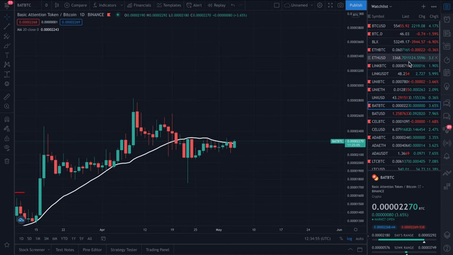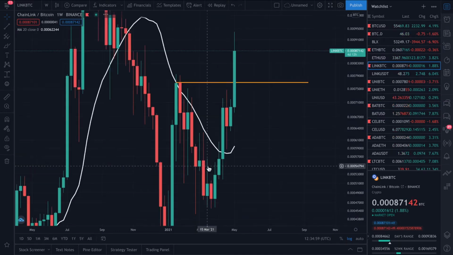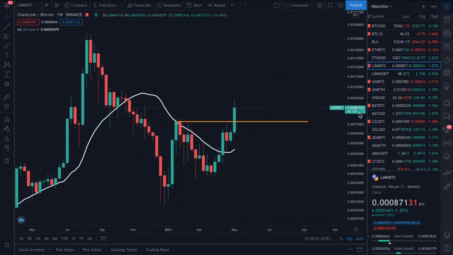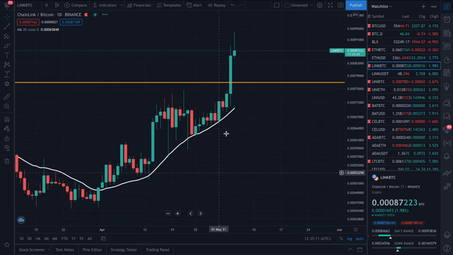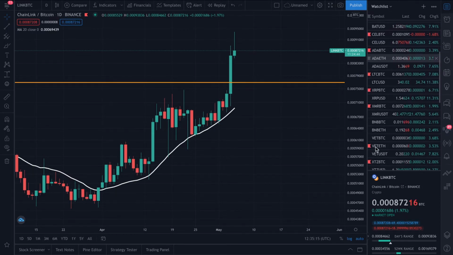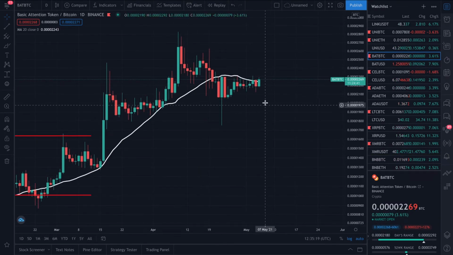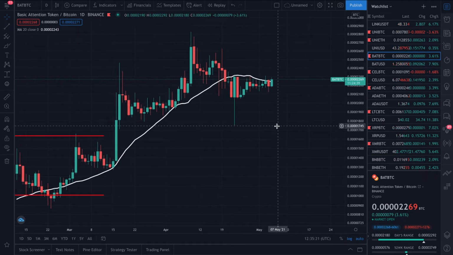Kind of like the same mindset we had with Chainlink and its 20-week moving average. Once Chainlink closed above the 20-week moving average, good things happen. Obviously, we know from this week, Chainlink is up 25% against Bitcoin. Yesterday was a pretty impressive rally of 16% against Bitcoin. So that is the same kind of mindset we have for basic attention token. It needs to close above the 20-day moving average.